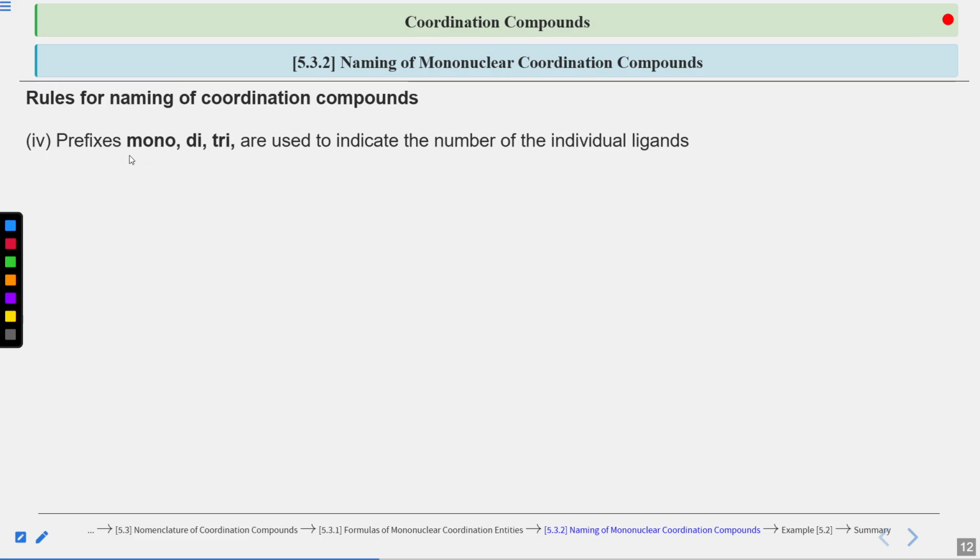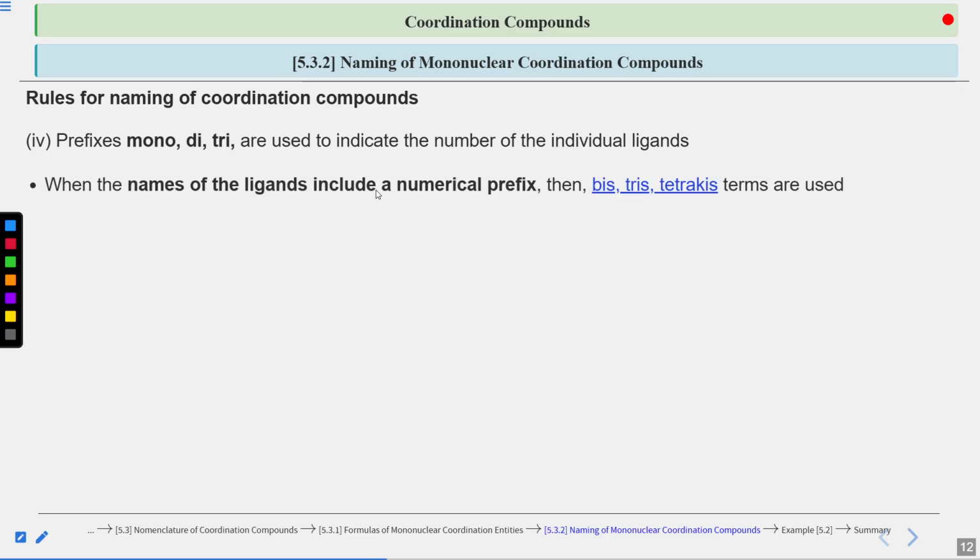The fourth rule is that prefixes like mono, di, tri are used to indicate the number of individual ligands. For every ligand you have to repeat this step: count the number of that ligand present in the coordination compound and then put the prefix like mono, di, or tri before the name of the ligand, to indicate the number of that individual ligand present in the coordination compound.